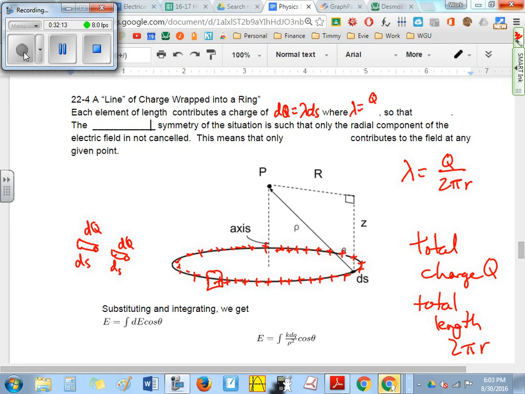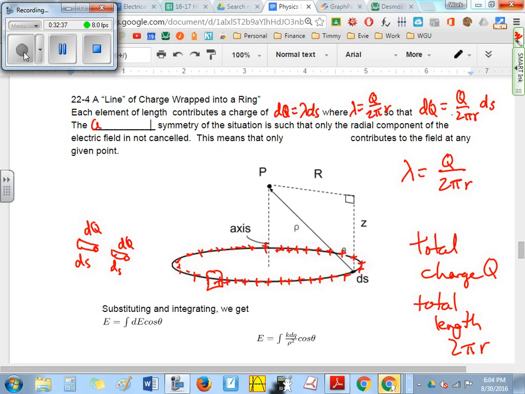So I can say that lambda is total charge over total length, which is total amount q distributed over 2 pi r. I accidentally wrote 2 pi lambda. Okay, so now a quick substitution gives me that dq is q over 2 pi r ds. And this is going to go into our integral here in a few minutes.